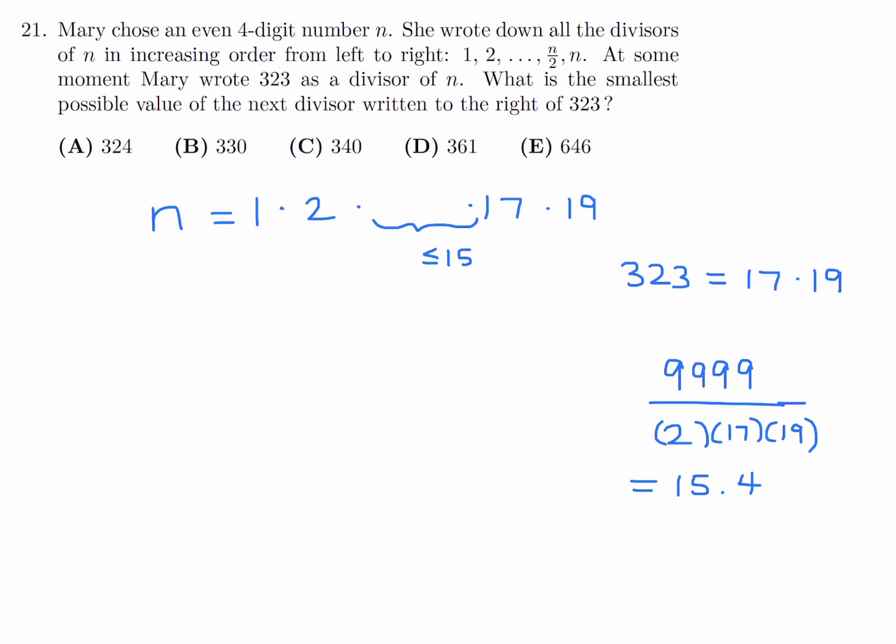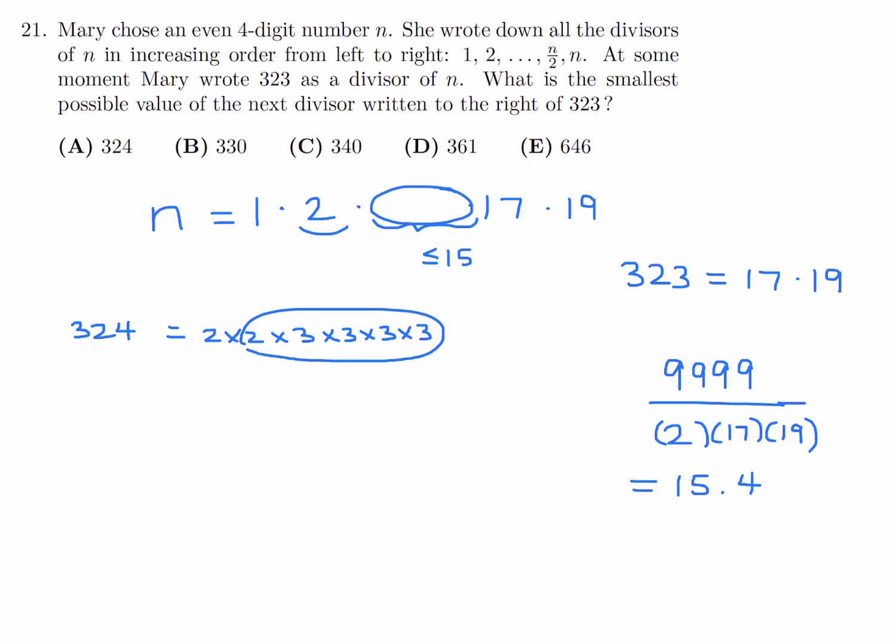Okay, so now we've got to play with this. Let's go through the answer choices. First one is 324. 324 is 2 times 2 times 3 times 3 times 3 times 3. Well, the only way to get that, we already have the 2, so all of these would have to go here. And that's way bigger than 15. So 324 is most likely not the correct answer.